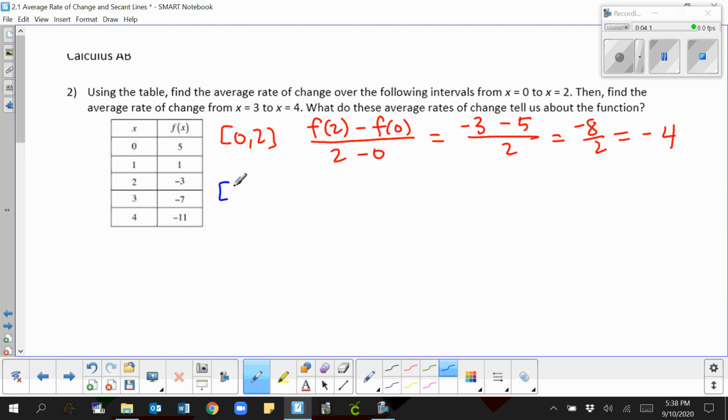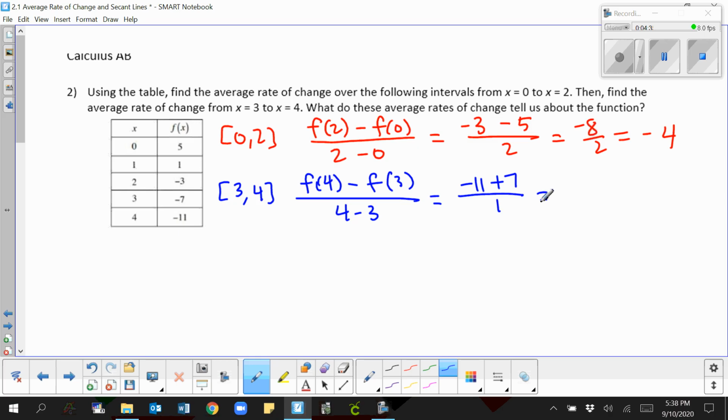Then my next interval is from 3 to 4. So I'm looking at f of 4 minus f of 3. Let's do the bigger one first: f of 4 minus f of 3 over 4 minus 3. So I'm looking at a -11 minus a -7, so plus 7, over 4 minus 3, which is 1. And -11 plus 7 gives me a -4 over 1, which is just -4. So my first interval was -4, and my second interval was -4.